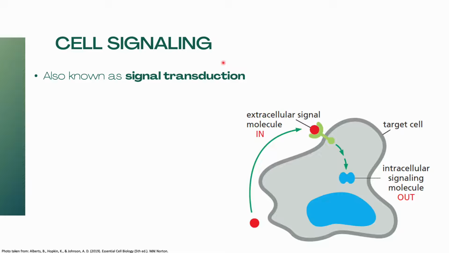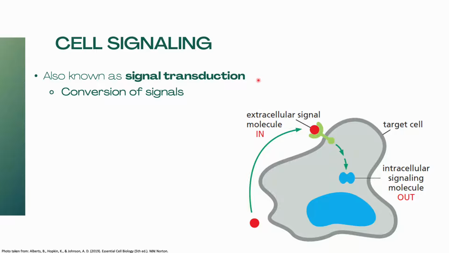The other name for cell signaling is signal transduction, and this is because cell signaling mainly involves the conversion of signals. So cells have to transmit signals, and they also have to receive signals and convert those into something that the rest of the cell can understand.